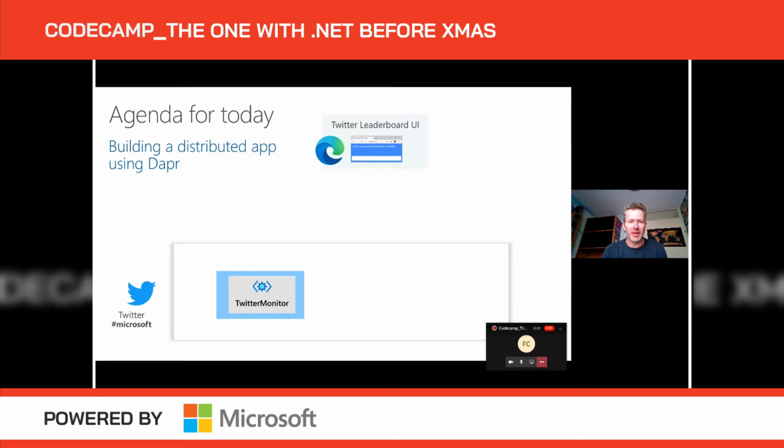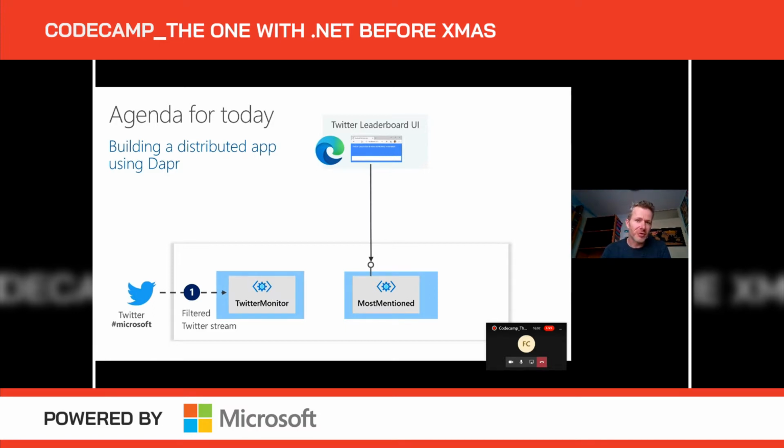So in terms of separating front end and back end, there's a Twitter monitor that does the actual monitoring of the feed with all the Twitter messages. And there's a separate part that does the back-end processing. In this case, it's a specialized component that takes care of what Twitter handles were mentioned most during the day with hashtag Microsoft. And it offers an API that the front end can use. The front end is a Vue.js application that will connect to the back end. We will do some storage in Redis state store.